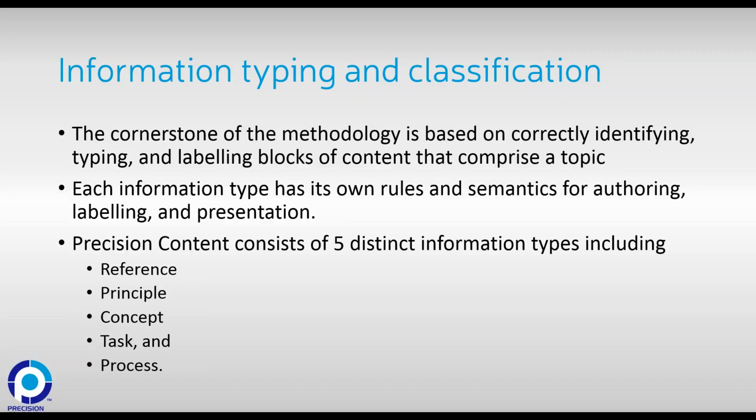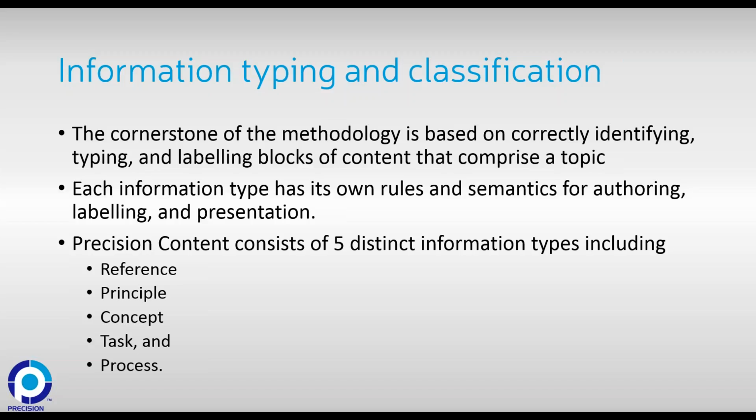So with each information type, typing every block or section, or semantic section within a topic, we look at what type of information that is, and for each type we have specific rules and semantics for authoring and presenting that content. Within precision content, we have 5 distinct information types. For those of you who are familiar with DITA, you're going to recognize some of these as topic types, but we look at them both as topic types and block types. So we have reference, principle, concept, task, and process. Of course, principle and process are 2 information types that we don't find in DITA.